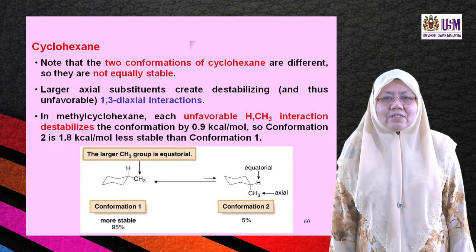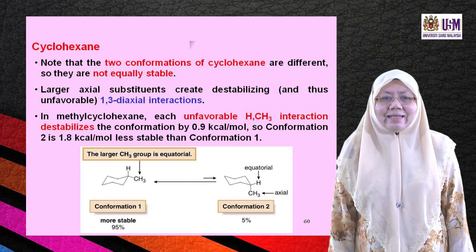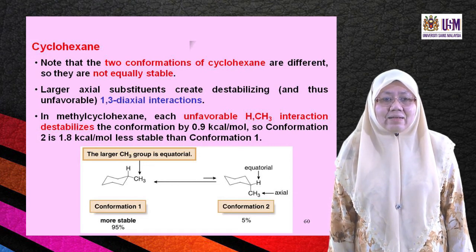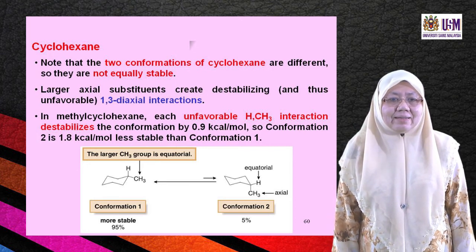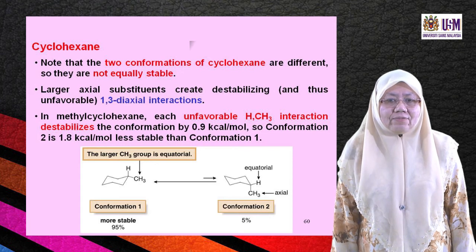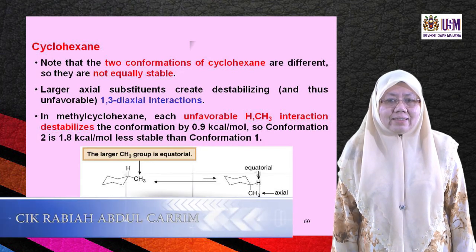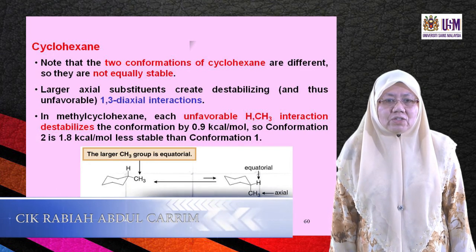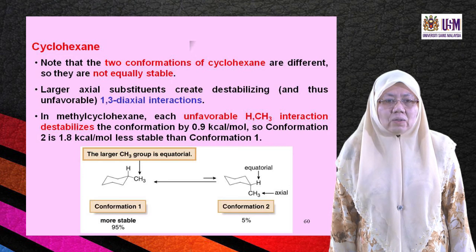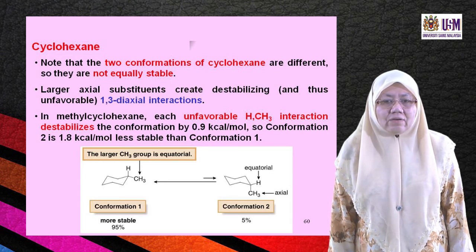Note that the two conformations of methylcyclohexane are different, so they are not equally stable. Larger axial substituents create destabilizing interactions and thus are not favorable. This destabilizing effect we call the 1,3 diaxial interactions. In methylcyclohexane, each unfavorable hydrogen-methyl interaction destabilizes the conformation by 0.9 kilocalorie per mole. So conformation 2 is 1.8 kilocalorie per mole less stable than conformation 1.